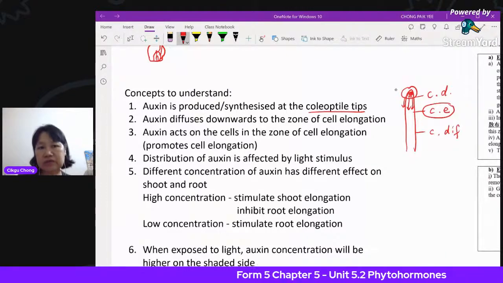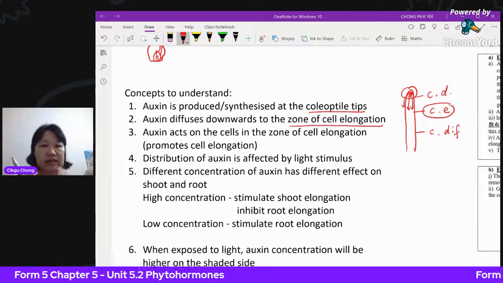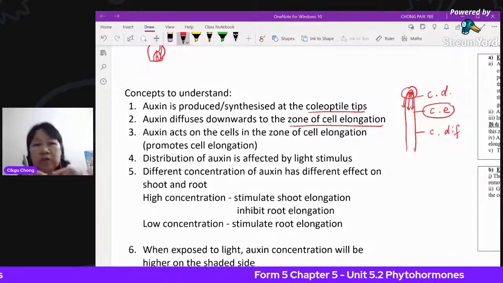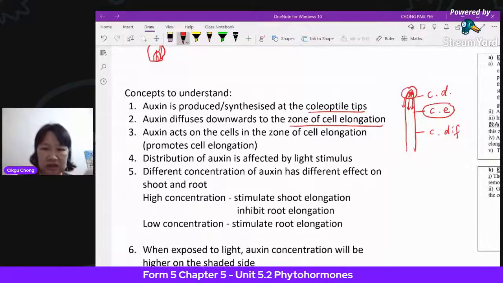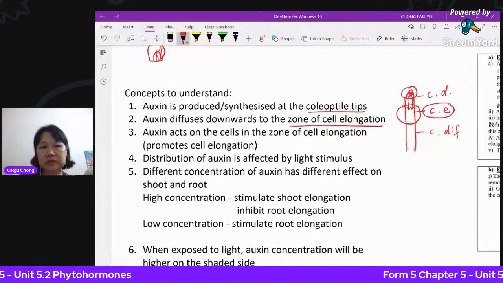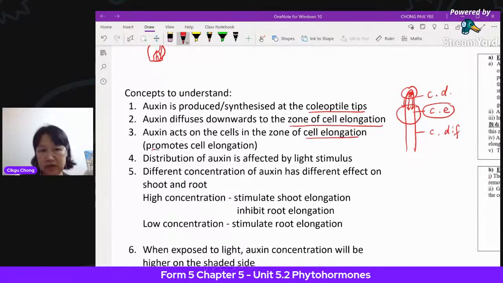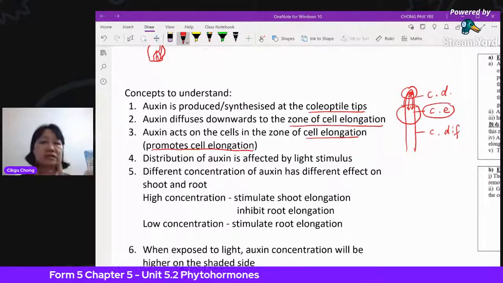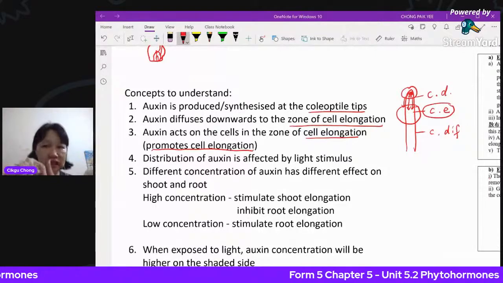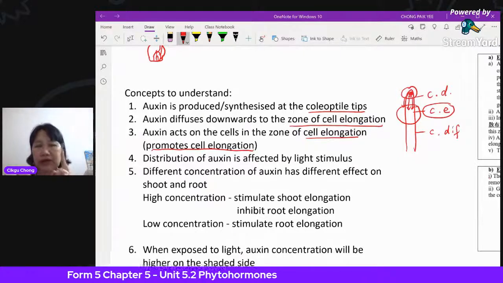It's going to diffuse downwards to the zone of cell elongation and act there. That means once this cell receives the effect of auxin, it is going to grow longer. So the effect is felt at the zone of cell elongation. Here auxin acts on the cells in the zone of cell elongation and promotes cell elongation, so it makes the cell longer. That's why the shoot will grow taller. When the coleoptile produces the auxin, which goes down to the zone of cell elongation, the cells are going to become longer. Okay, that's number three.